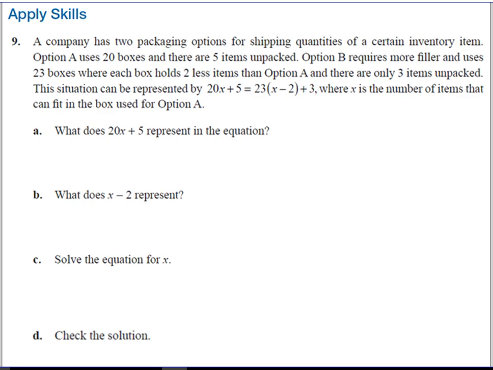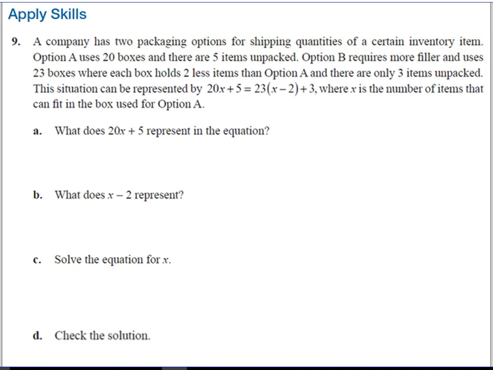A company has two packing options for shipping quantities of a certain inventory item. Option A uses 20 boxes and there are 5 items unpacked. Option B requires more filler and uses 23 boxes, where each holds 2 fewer items than in option A, and there are only 3 items unpacked. The situation can be represented by 20x plus 5 equals 23 times the quantity x minus 2, plus 3, where x is the number of items that can fit in a box used for option A.